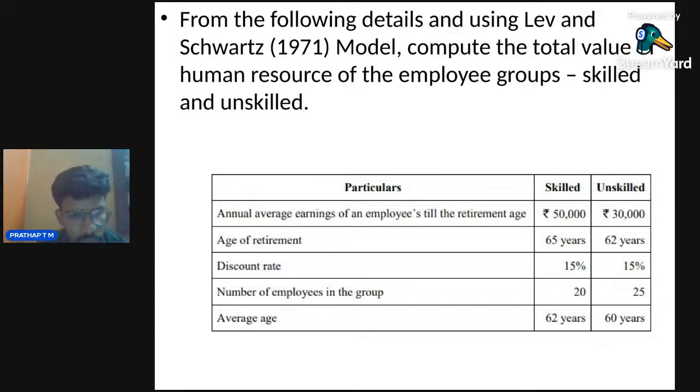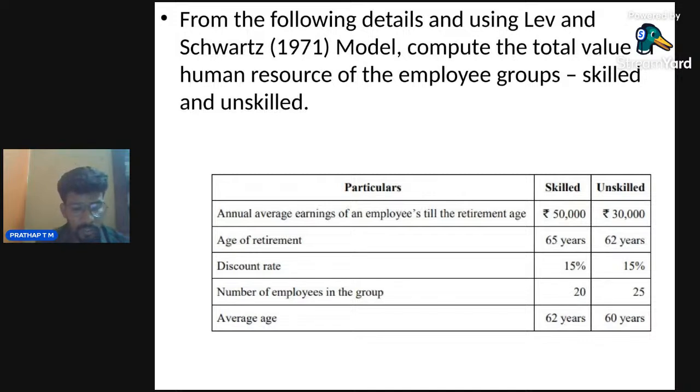Let's see the next problem, the fourth one actually. They might ask it in your exam. What is that question? From the following details, using the Lev and Schwartz model, compute the total value of human resources of the employee group, skilled and unskilled. In the earlier problems we discussed only skilled or only unskilled. Here they mention both. They have given skilled and unskilled. How can we calculate? If you want, you can put it in a table itself.